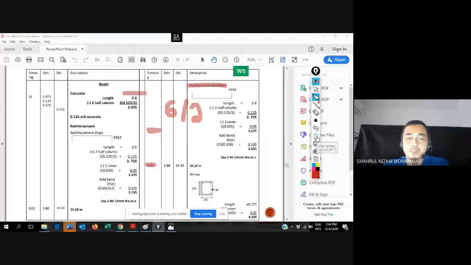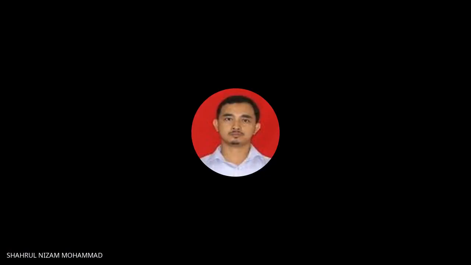Okay, so here, if you can see, the time sink is 6/2, and then for the dimension, you need to calculate. So length is 2.6 plus half column, is the same with this one, okay. And then you need to minus with 2 cover, the same step with the top reinforcement. So you will get 2.675, same. And then also you need to plus with 2 band.